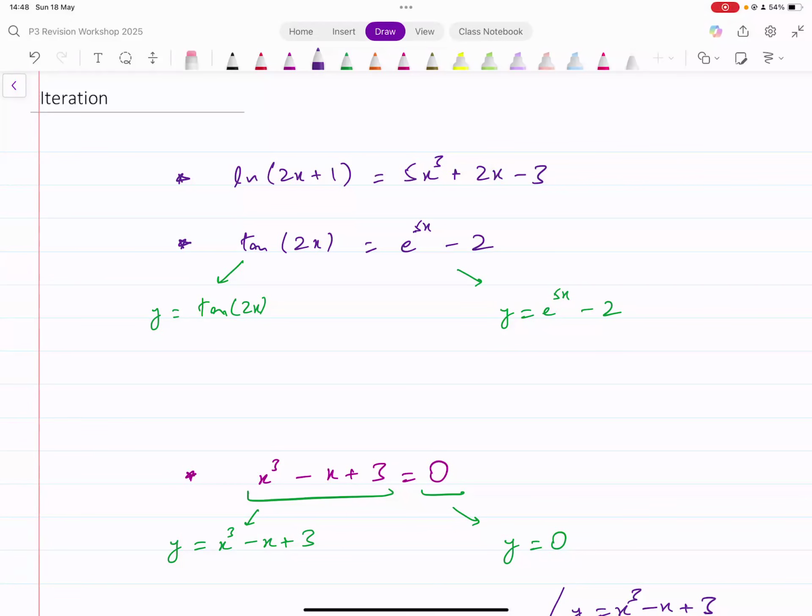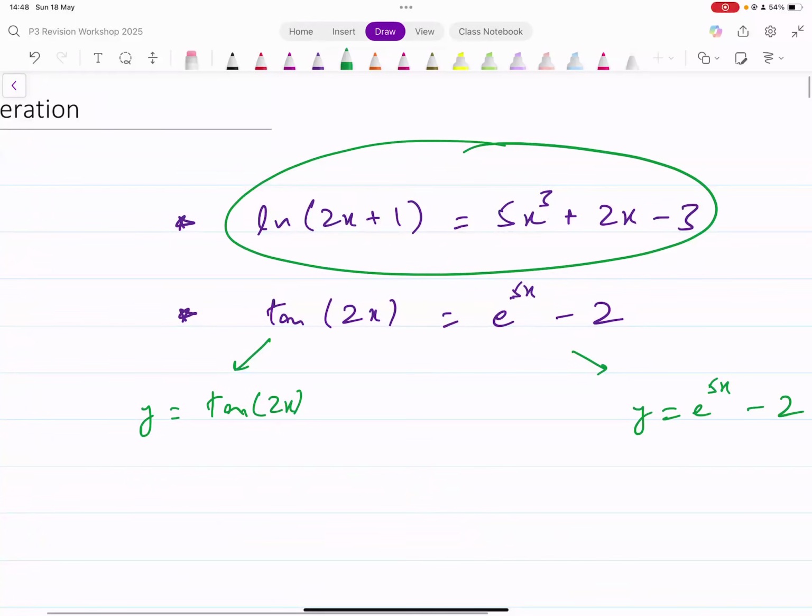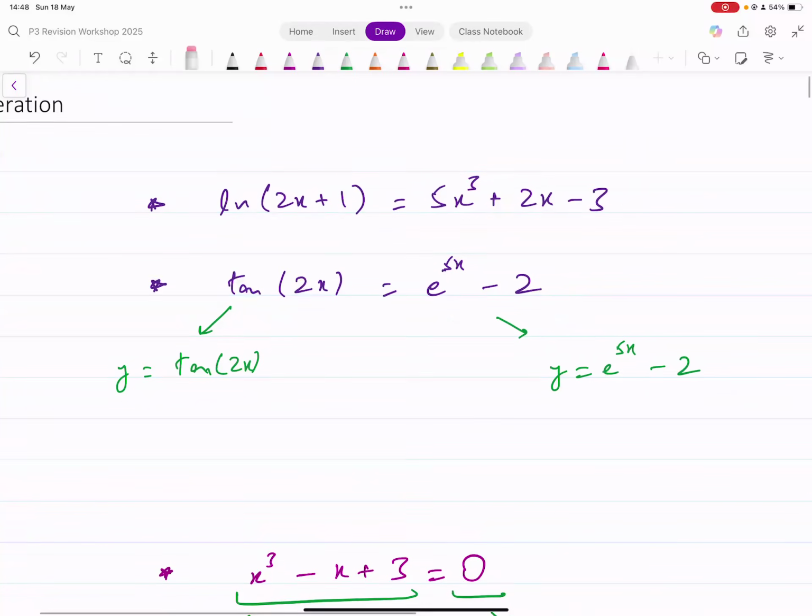For example, if you had something like this, ln of 2x plus 1 equals 5x cubed plus 2x minus 3. Now, do you have an idea of how to solve this? No, because we've got a cubic function combined with a log function, right? We don't have an algebraic method that we know of to be able to solve equations like this. Similarly, we can't solve this.